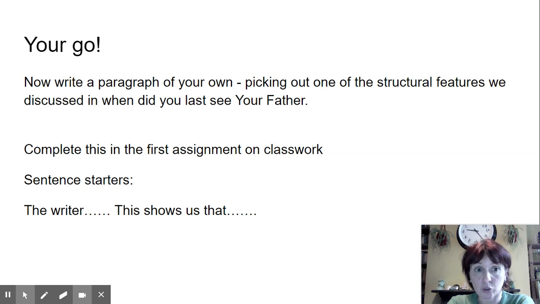Pick one of the structural features we discussed in When Did You Last See Your Father? and analyze it. Do a fan paragraph. Find the structural feature. Analyze why it's important, and name the structural feature if you can. So it's something like: the writer begins, the writer ends, the writer focuses on, the writer introduces the character. This shows us that, and that's the important thing. That's your analysis. This shows us that.